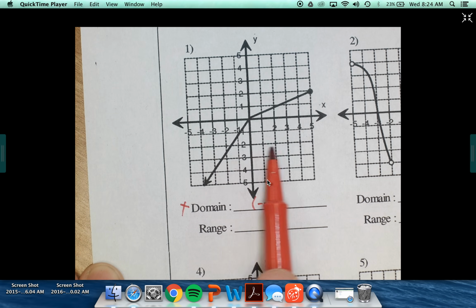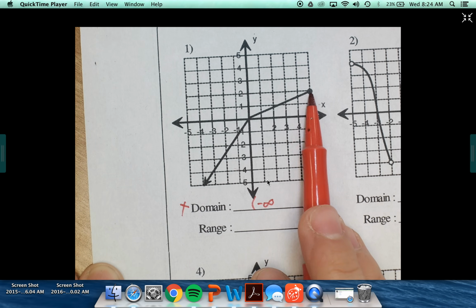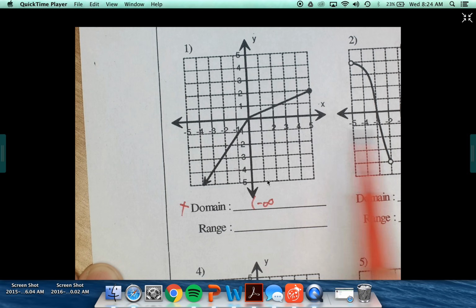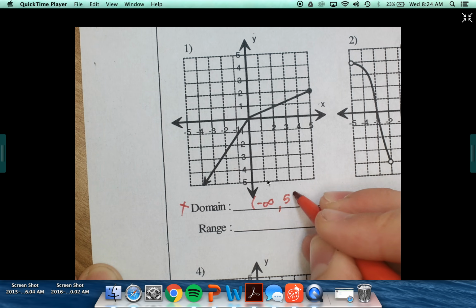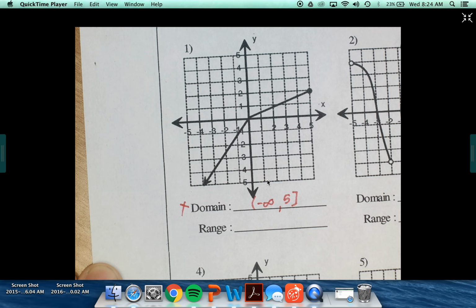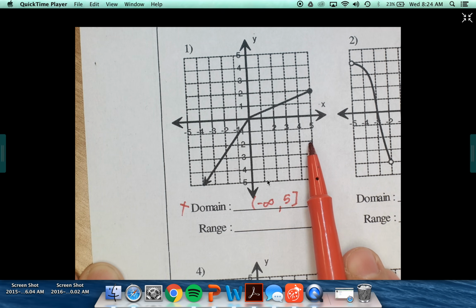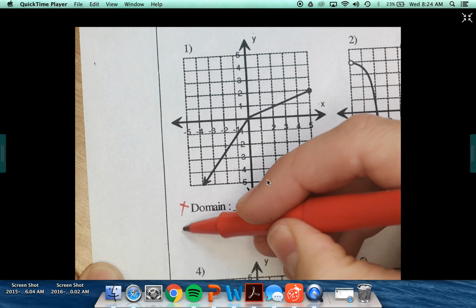And if we go to the right, it stops. There's a point here, so it goes to the right to 5. Okay, so -infinity all the way up to 5 for our domain.